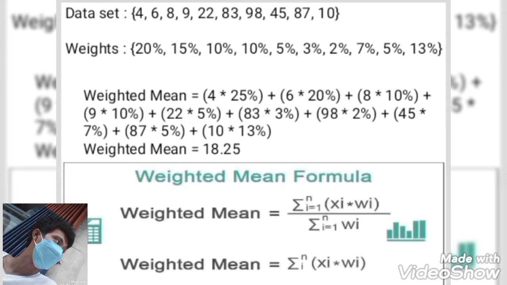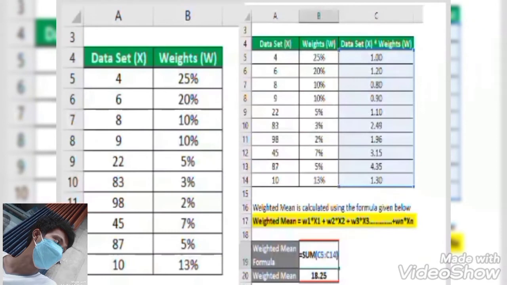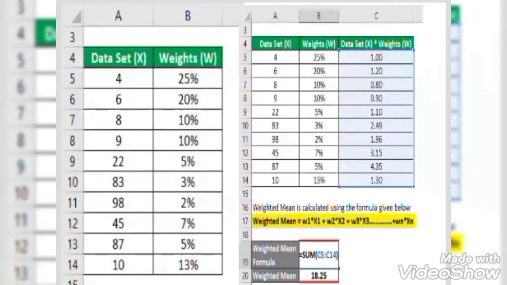So, paano natin sabing yung weighted mean natin is 18.25. Inattach na natin siya dito. Yung weighted mean formula, tapos yung sum na ito, tapos yung weighted mean is 18.25. So, yun yung example na ginawa ko.